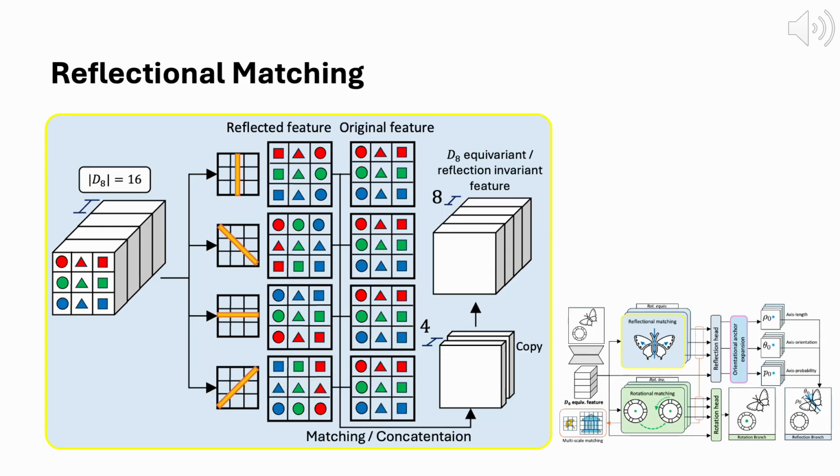In reflectional matching, we flip the feature both in the spatial dimension and in the group dimension along the axis corresponding to the C8 group. We apply this process to the entire feature space in a sliding window manner, and it produces a dihedral group equivariant but reflection invariant feature. A similar strategy can also be applied to rotational symmetry.